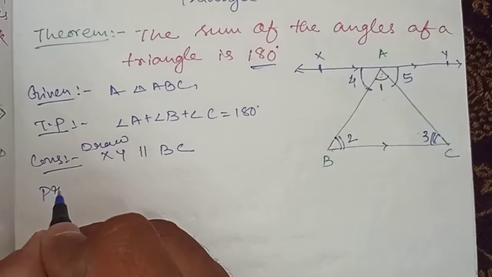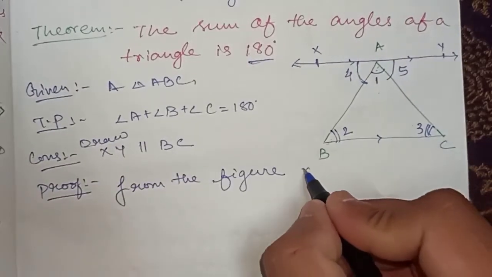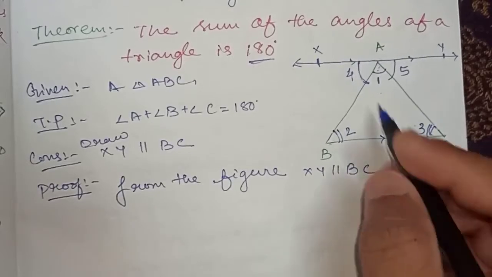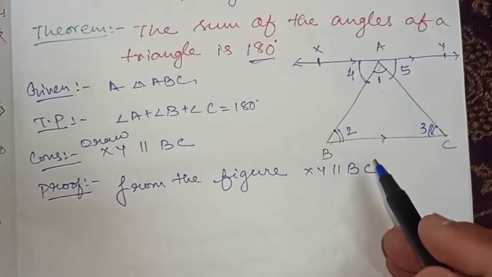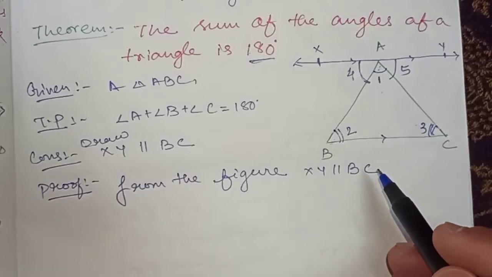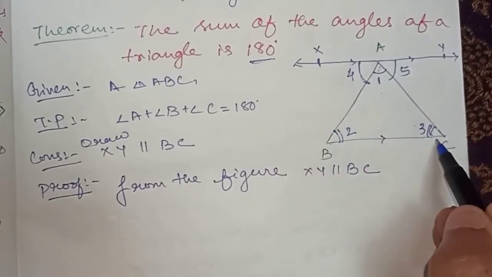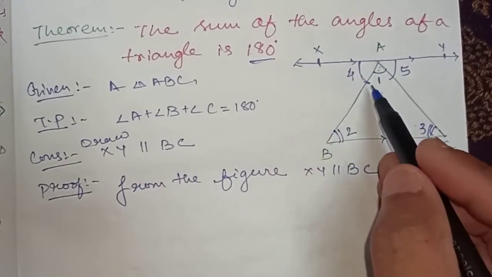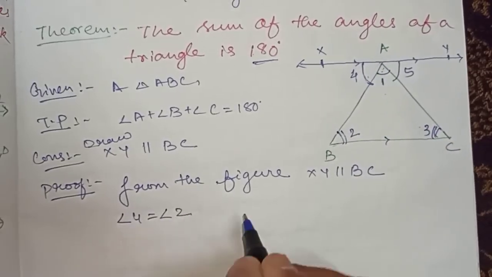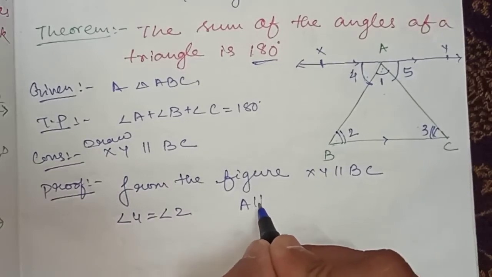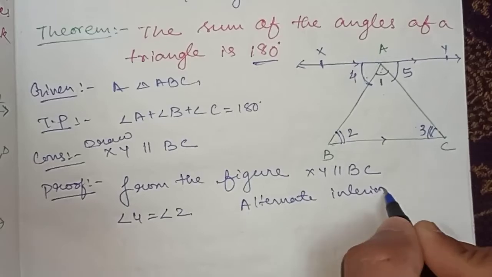Now the proof. From the figure, XY is parallel to BC. So can you identify any Z shape angle? Yes, there are two Z shapes. This is one Z shape. Look here. That is angle 4 equals angle 2. So can we write here angle 4 equals angle 2? Yes. Why? Because it is an alternate interior angle.